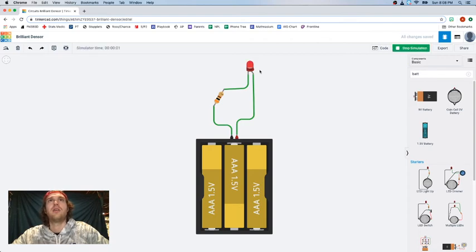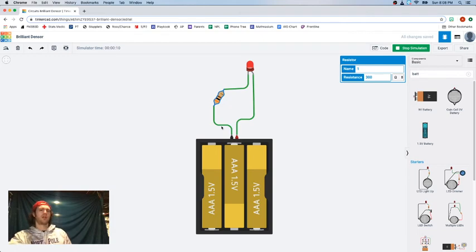Hey, look, our LED is on. Look at that. It's beautiful. Okay. So if I were to click on the LED, I wonder if this is going to change. You can't really make certain changes to your circuit once you've pressed start simulation up here. But let's see, you can change certain things.